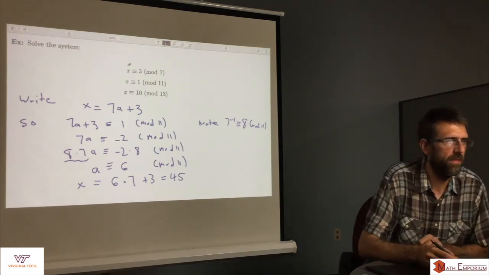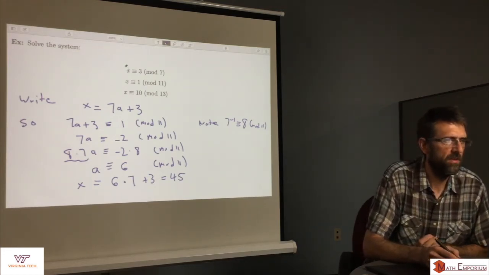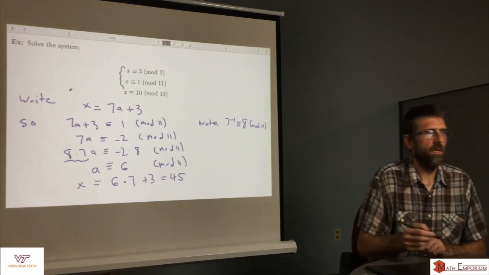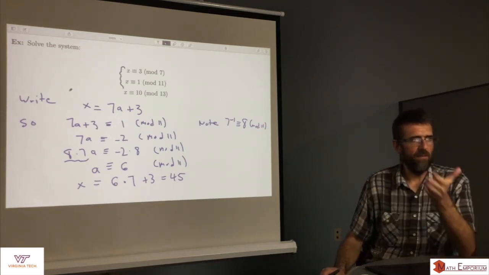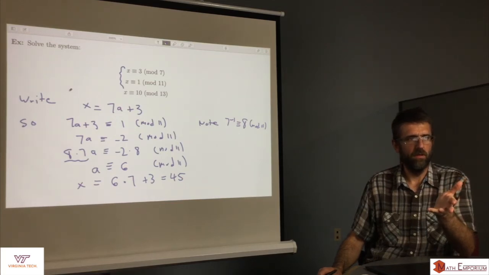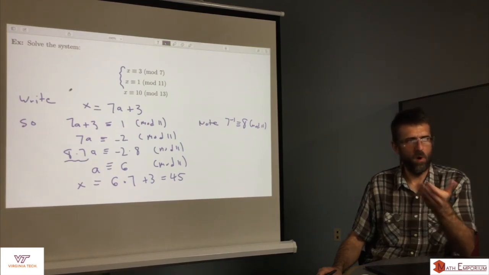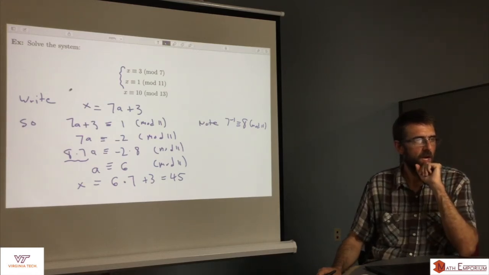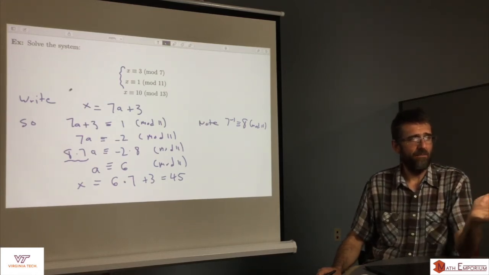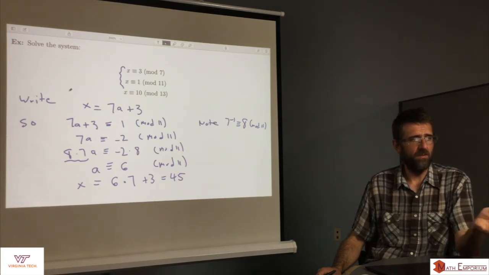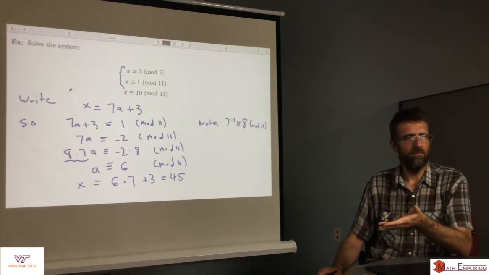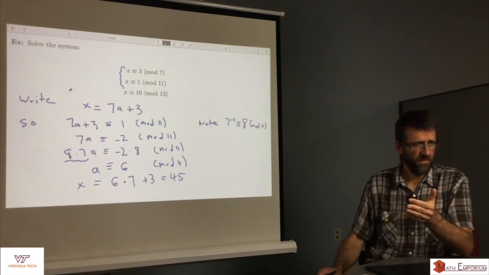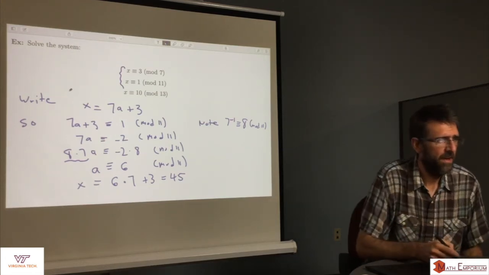And notice I just worked with the first two congruences. All right, but note 45 is a solution to those two. So it is 3 more than 42, which is a multiple of 7, and it is 1 more than 44, which is a multiple of 11. So I managed to solve those two. Now I can hope that I'm lucky and that 45 would also be a solution to the third congruence, but 45 is congruent to 6, which is not congruent to 10 mod 13. So I need to do something else here.